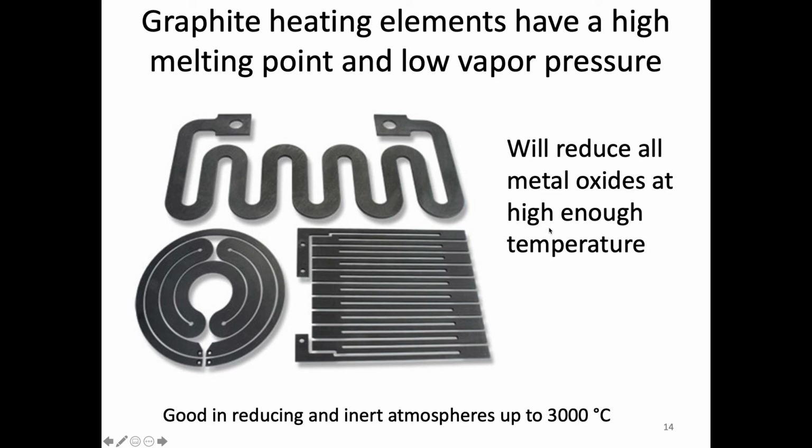And the other concern is, let's say that we want to use this for a metal oxide. Well, it can in fact reduce all metal oxides at high enough temperatures. If you're familiar with how they make steel, they use coke or a form of carbon to actually reduce the iron oxides to their metallic form. And so graphite heating elements, or if you use them for crucibles, are going to be very dependent on the materials used in conjunction with them.